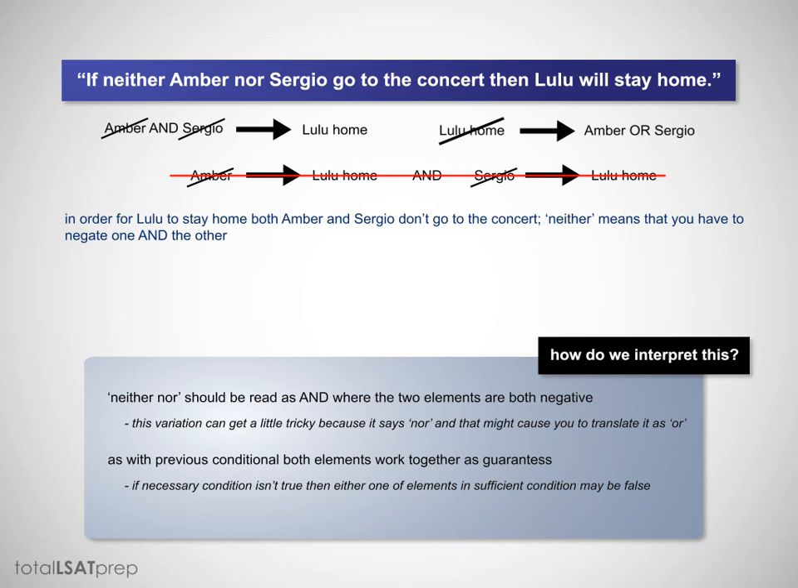So like I said, this is sometimes tricky because you don't see an and anywhere in the conditional, and you do see what looks like an or. But in fact, when you see the nor, you translate it into and you negate the elements. Everything else is the same as in the previous example.